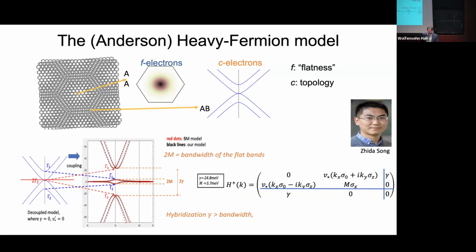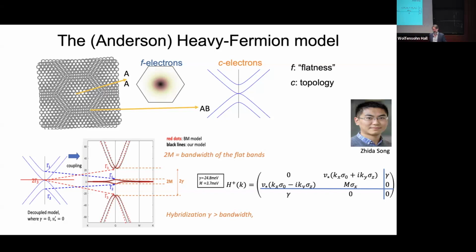So now we map the problem into a very simple Hamiltonian made out of localized F electrons, 95% of them, and delocalized electrons that carry the topology. These electrons have no topology. These electrons carry the entire topology. A coupling between them would give you an excellent match to the Bistritzer-MacDonald model at low energies. So, questions?